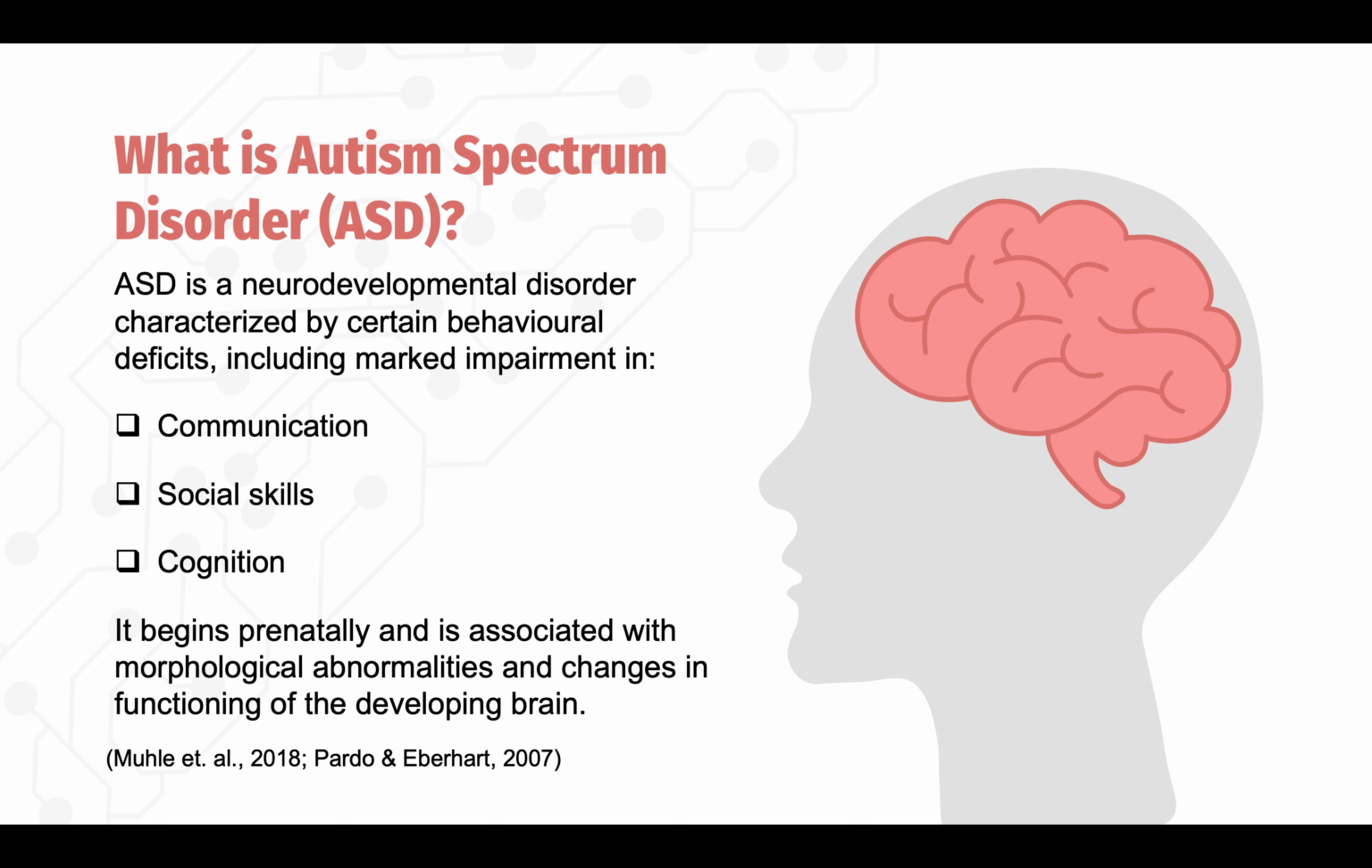Autism spectrum disorder is a neurodevelopmental disorder characterized by certain behavioral deficits, including marked impairment in communication, social skills, and cognition. It begins prenatally and is associated with morphological abnormalities and changes in functioning of the developing brain.